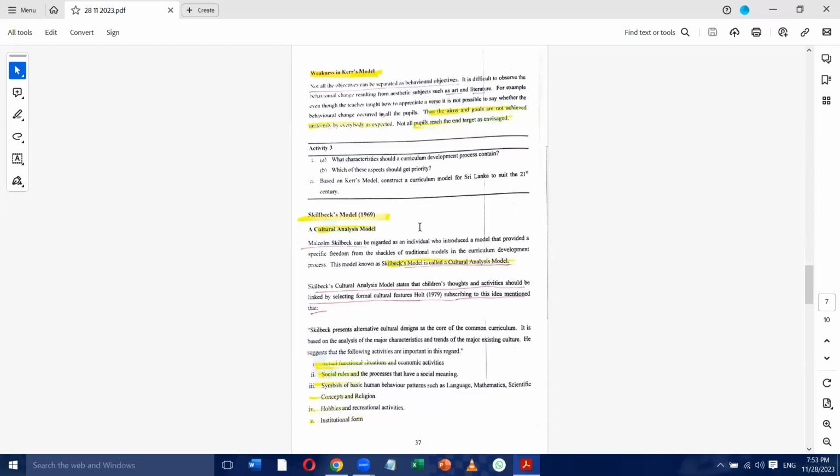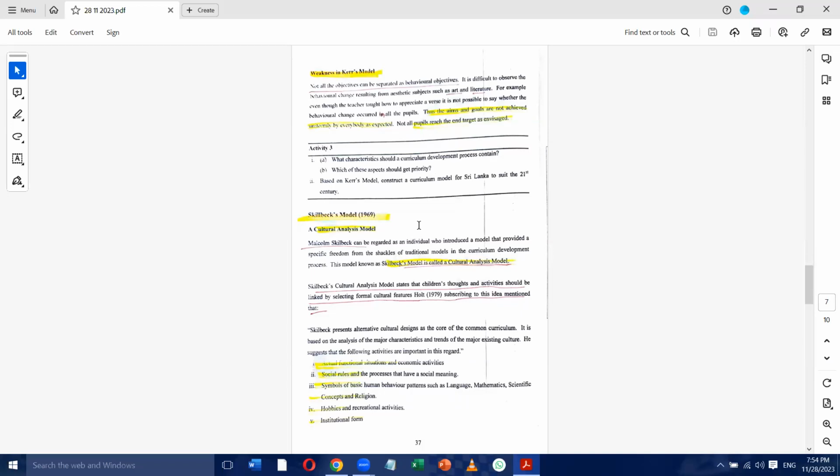It's called Skillbeck's model. That was in 1969. Here he has integrated the cultural background into this model. That is the speciality of this model. All the other models, all three models that we saw, Kerr's and the others, didn't give much interest towards the cultural, but he has given the cultural analysis in this model. So Malcolm Skillbeck can be regarded as an individual who introduced a model that provided a specific freedom from the shackles of traditional models.